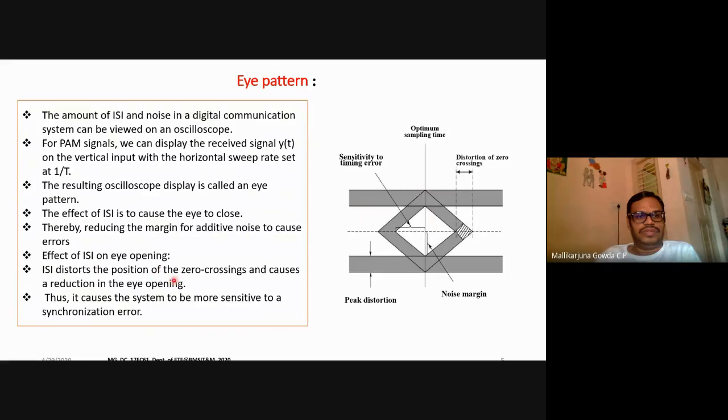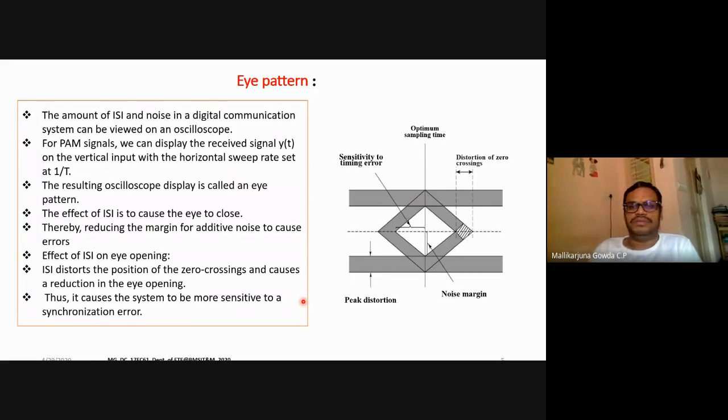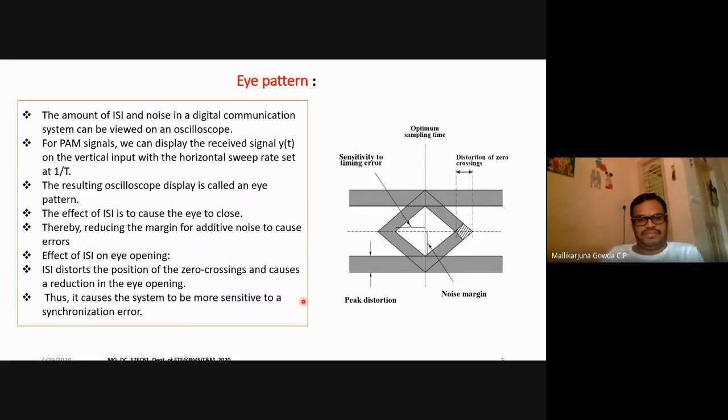Right. So the inter-symbol interference distorts the position of the zero crossings, and if this zero crossing position distorts, then that causes reduction in the eye opening, right? This I said is eye opening, right? So it causes the system to be more sensitive to synchronization errors. So this is all what I have discussed.